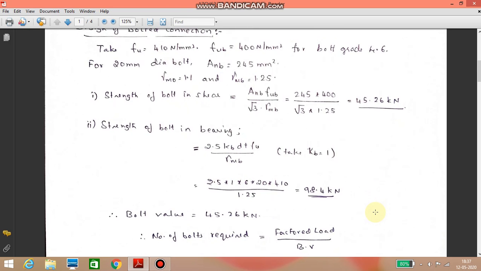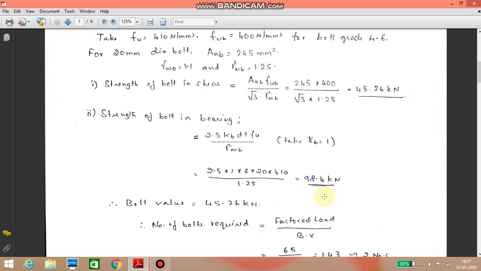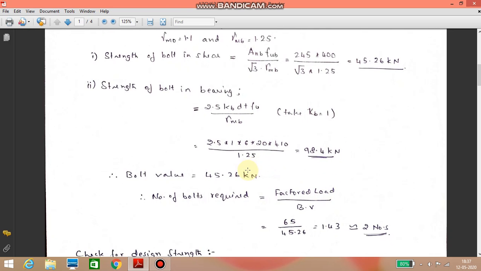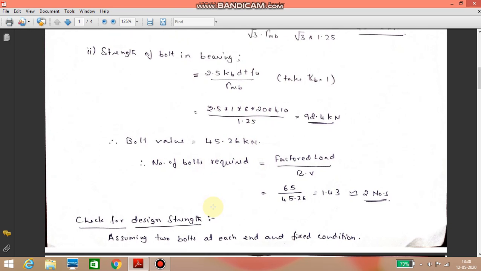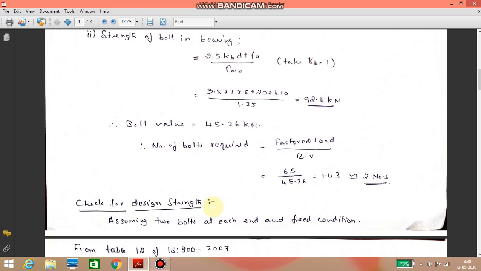Now, strength of the bolt in bearing equal to 2.5 kb d t into Fu divided by gamma mb. Let us take kb equal to 1. So, upon substitution, this gives us 98.4 kilonewton. So, bolt value is nothing but least of the strength of the bolt in shear and that of bearing. So, upon substitution, the answer we get is 45.26 kilonewton. Now, the number of bolts required equal to factored load divided by bolt value gives us 1.43, rounded off to two numbers.